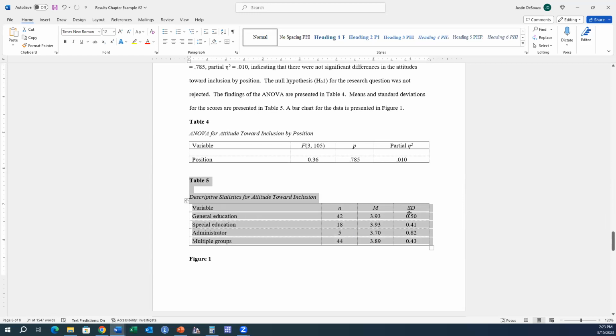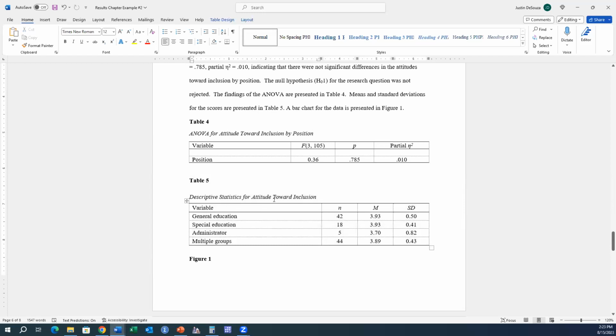So this is really what the ANOVA is testing. Is there a difference in attitude toward inclusion, which is presented in these mean scores here, based on the position of educators? We can see there wasn't a significant difference identified, but just eyeballing the means, they're fairly similar. So you could have some talking points here.